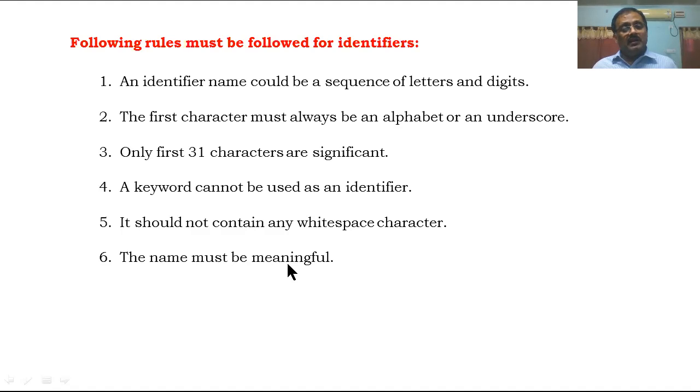Now, the name must be meaningful. By looking at the name of the identifier, one should be able to understand for what purpose the identifier is used. For example, average, sum, total. Different sums are there: sum1, sum2, sum3, you can use so. Or if you say S1, S2, S3, S4, it would be a bit confusing for the reader to understand the purpose of those identifiers. Instead, if we use the names sum1, sum2, sum3, sum4, then it will help the reader to better understand the program.